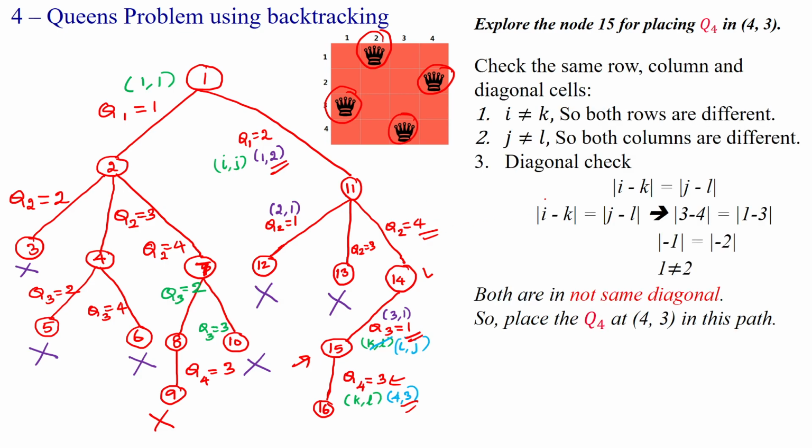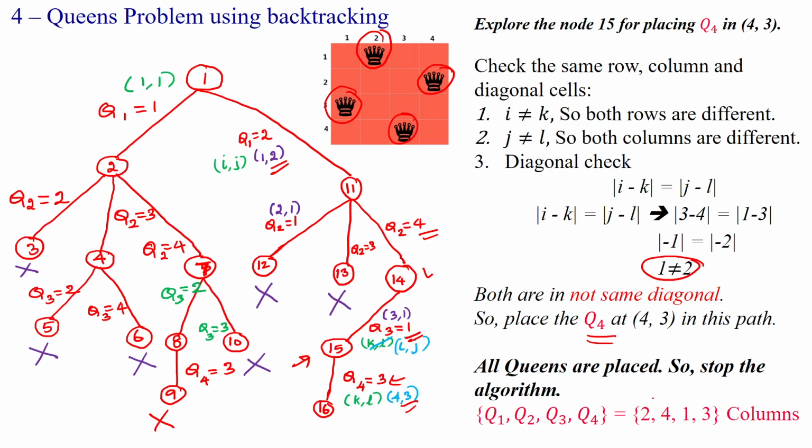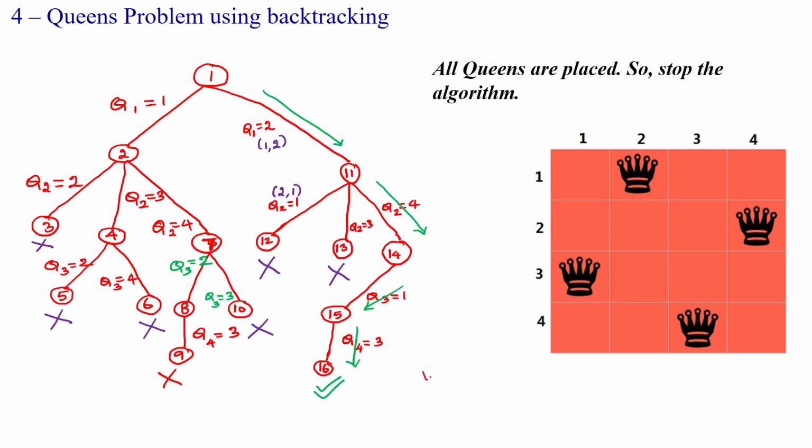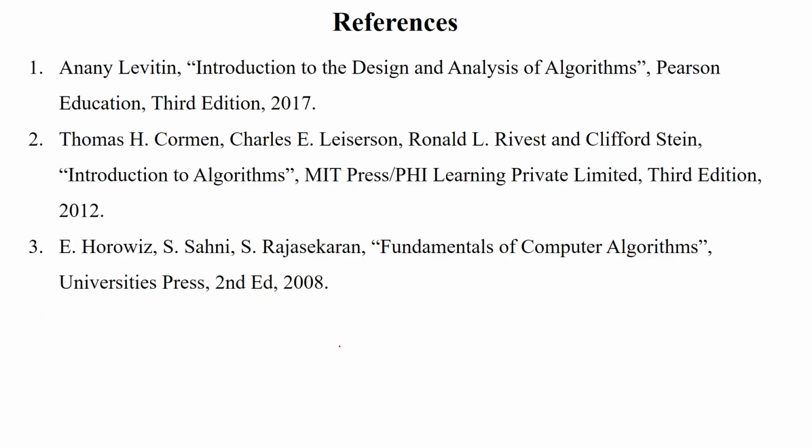Now I am checking same row, same column, same diagonal; none of them are in the same diagonal. When you substitute the values, you will get this. So all the queens are not in the same diagonal, not in the same row, not in the same column. So all queens are placed in positions second column, fourth column, first column, third column for respective queens 1, 2, 3, 4. Then now you can stop the algorithm because you found the solution. So like this you can construct the state space tree to find the solution for the 4 queens problem, right? Thanks for watching.